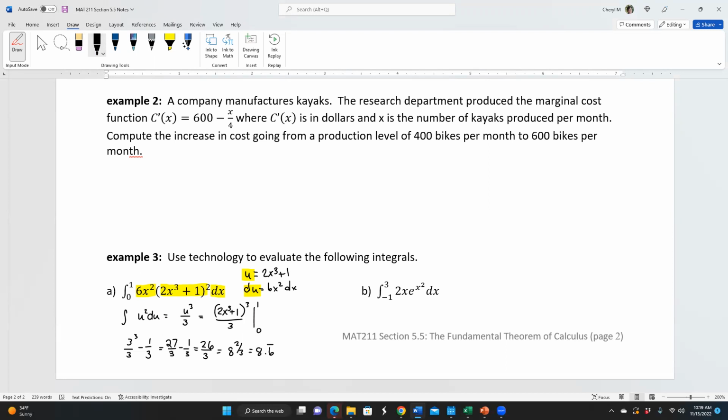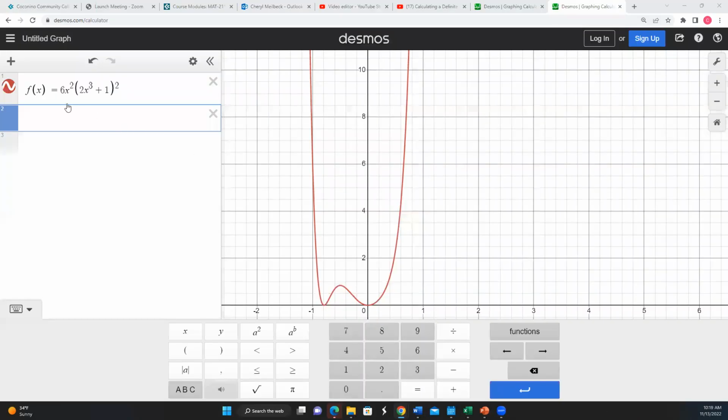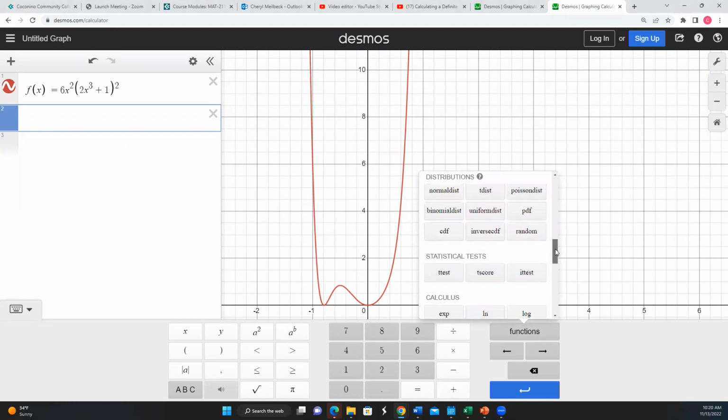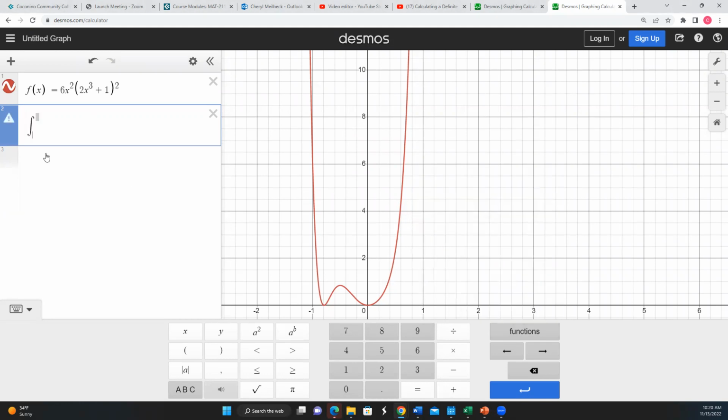Let's go to Desmos. Okay. So here I've put in my function in Desmos, and if I want to integrate this function now, I go to my second line and I go to functions. If you come down here, you're going to see the little integral tool. Yay! And we want to integrate from 0 to 1. And we called our function above f of x. So we're going to go f of x dx, so it knows to integrate that with respect to x. And then we get 8.6 repeating, which is what we got in our notes.